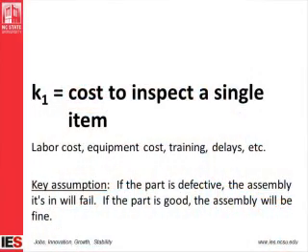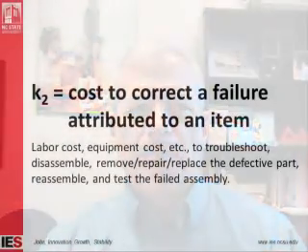So the first thing we have to do is estimate some costs. So let's say, this is the KP rule, so there will be K's and there will be a P. K1 is going to be the cost to inspect a single item. Now, you have to look at what kind of inspection you're doing. Is it a simple visual inspection? Does it require a functional test that requires test apparatus? And all of that is going to go into the cost of inspecting that single item.